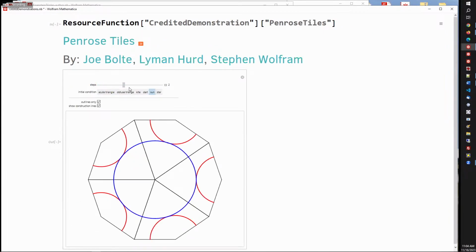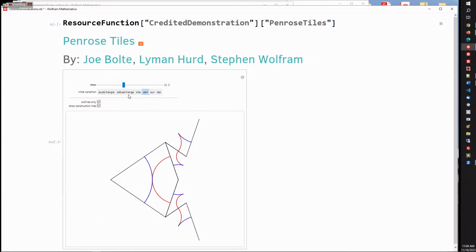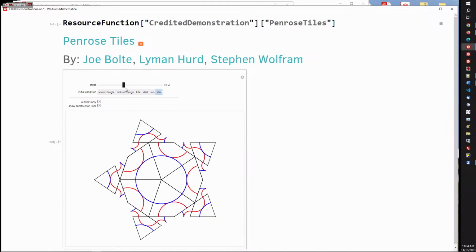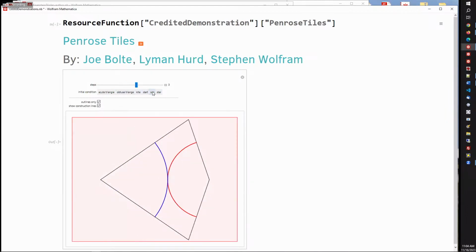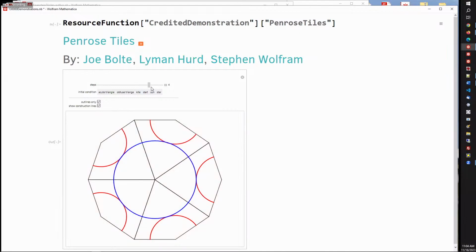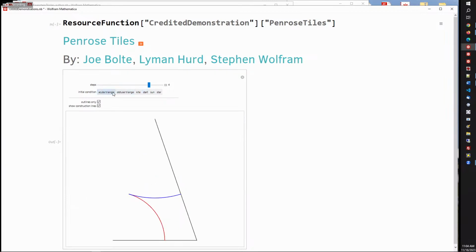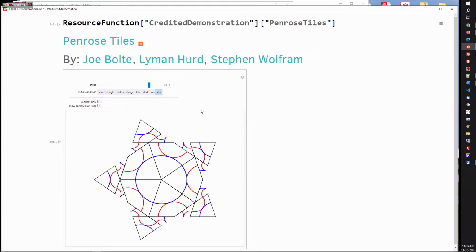Another one that Stephen helped to write, he used some code by Lyman Hurd, modified it some. Joe Bolte then added some different items to it. Oops, not sure why that didn't work. That shouldn't have been an error. So here's the Penrose tiles. And there seems to be some problem here. The earliest parts of this code are almost 20 years old, so I should probably go in and see if there's anything that needs to be tweaked for this old code, but it seems to be working mostly okay.